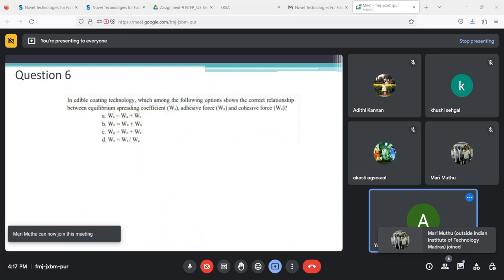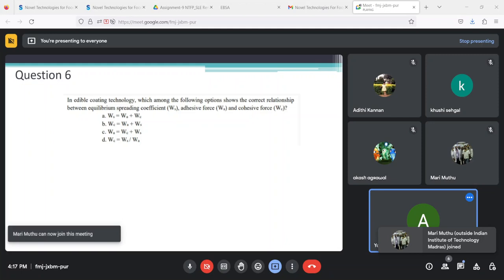Okay. Question 6. In the edible coating technology, which among the following options shows the correct relationship between equilibrium spreading coefficient Ws, the adhesive force Wa, and cohesive force Wc? So we have different relations here. Ws is equal to Wa plus Wc. Wc is equal to Wa plus Ws. Wa is equal to Wc plus Ws. And Wc is equal to Ws divided by Wa. So what is the relationship between Ws, Wa and Wc?